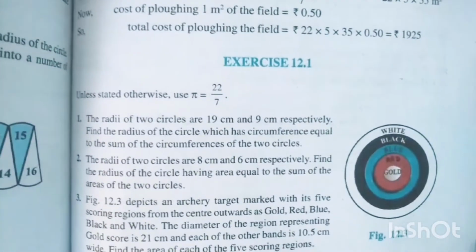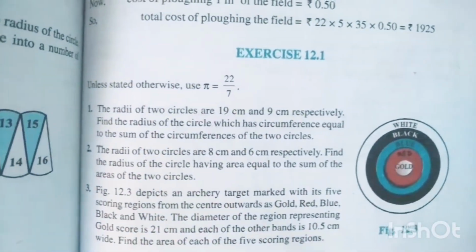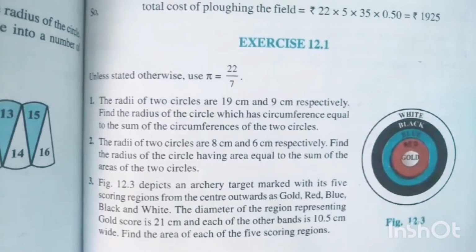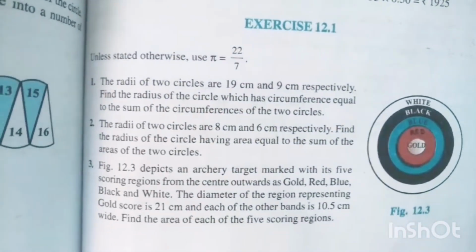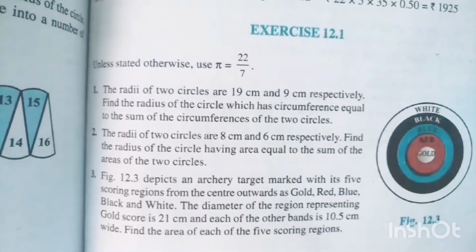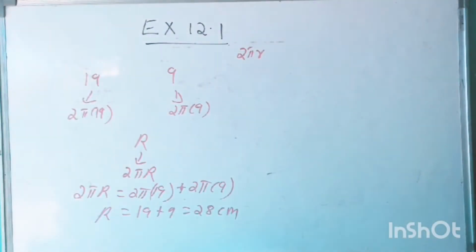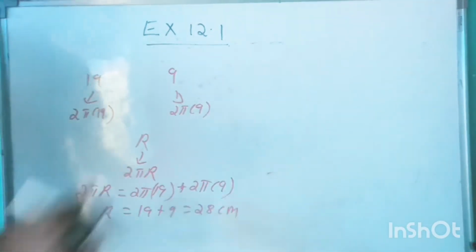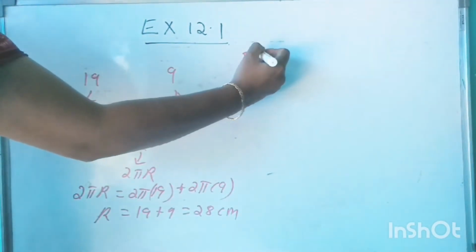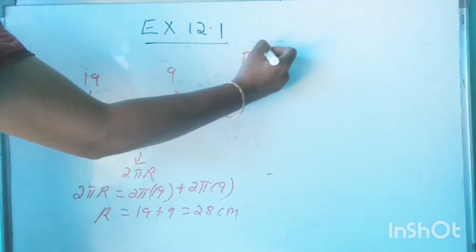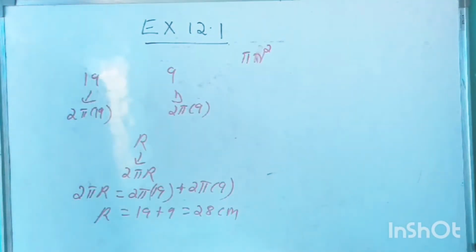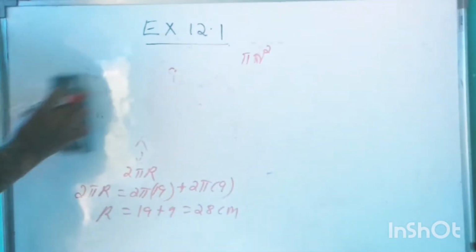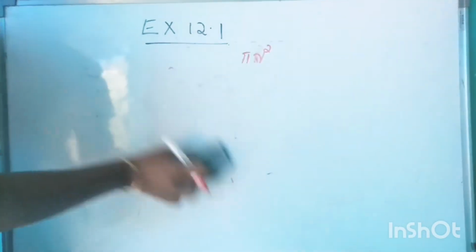Second question. The radii of two circles are 8 centimeter and 6 centimeter respectively. Find the radius of the circle having area equal to the sum of the areas of the two circles. In the first question we had circumference, but in this question we have area. We know that the area of a circle with radius r is equal to pi r square.